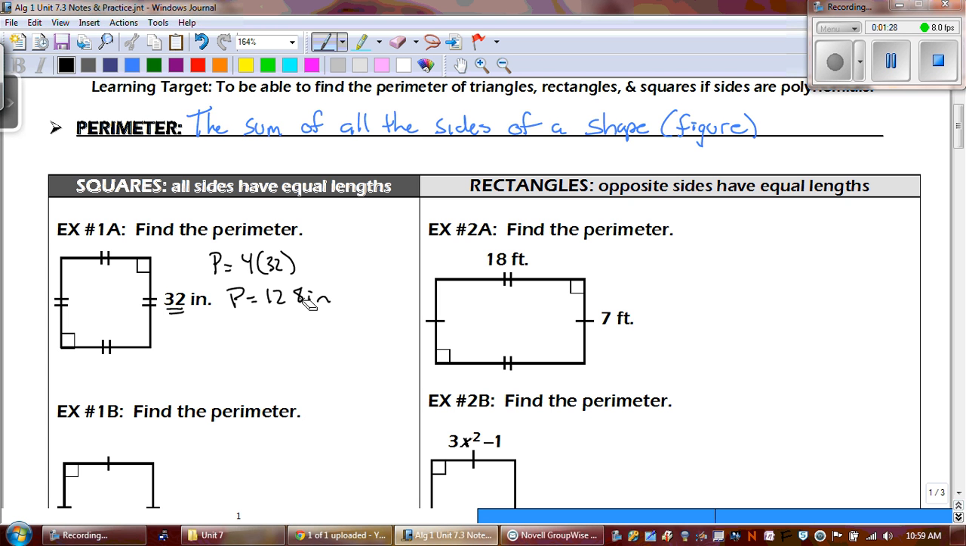Let me write that so it actually looks a little bit nicer. 128 inches, okay? Another way you can do it, you say, well, Mr. Grice, you said it's the sum and you multiplied. Well, yeah, I did. Another way to do that would be perimeter equals 32 plus 32 plus 32 plus 32, because if we add all four sides together, you'll get your perimeter. And in this case, you get the exact same thing, 128.